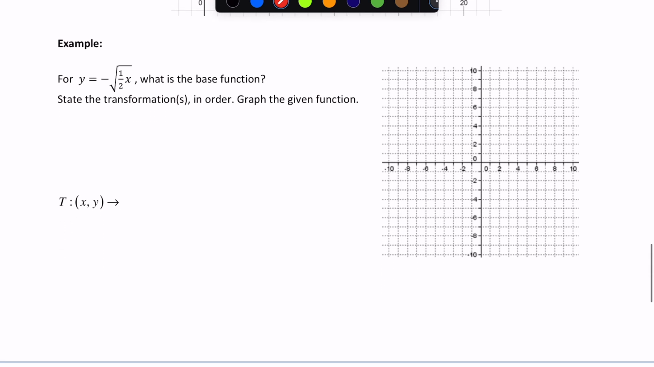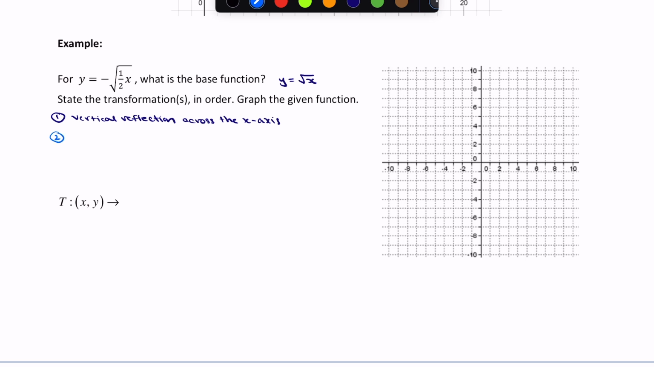So let's look at our last example here. It says for y is equal to negative square root 1 over 2 x, what is the base function? And so the base function here is y is equal to square root x. Again, base function or parent function. Then state the transformations in order and then graph the given function. So here we always start with any reflections. So here we have a vertical reflection across the x-axis.